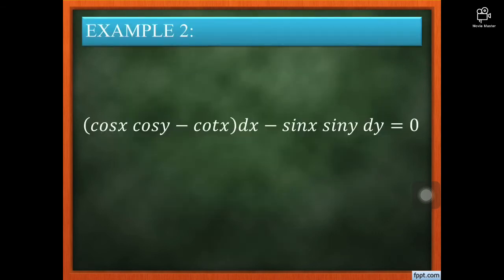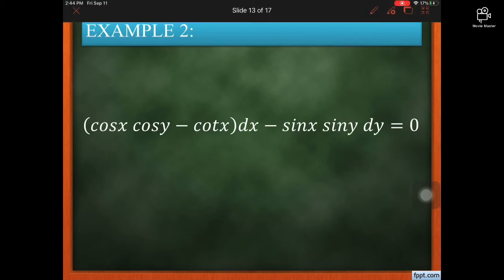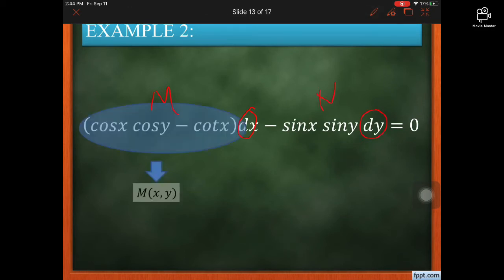So for example number 2, this is an example of the differential equation involving trigonometric functions. Starting, the first step is to identify which is m and which is n. So always, what is with dx is your m, and what is with dy is your n. So in this example, you have this cosine x cosine y minus cotangent x as your m, and sin x sin y as your function n.